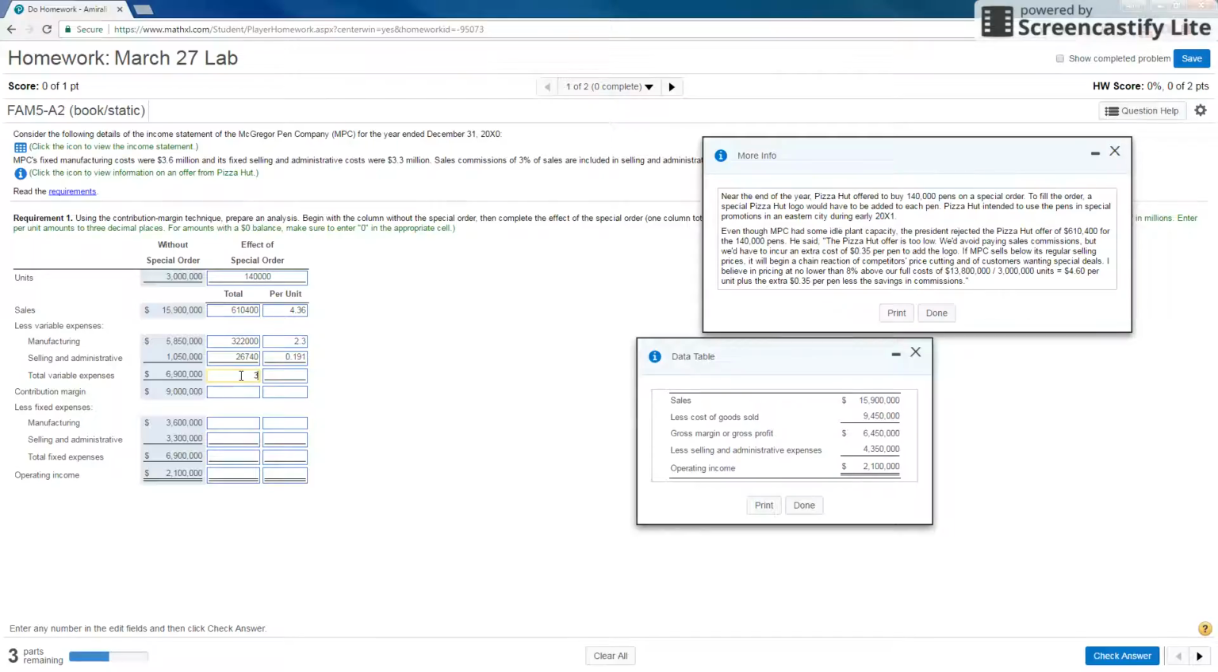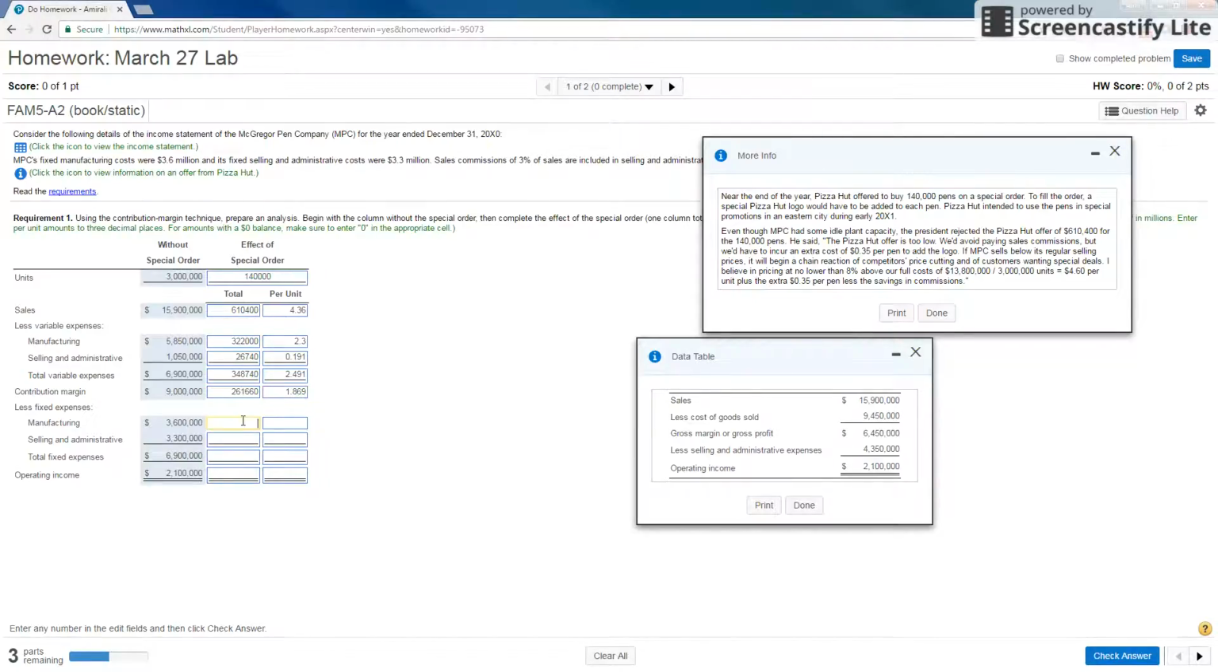Now you have to add the numbers together. The first one is 348,740. The second one, the per unit, is 2.491. And now your contribution margin, deducting this number from this and this from this number, will give you 261,660 and 1.869.